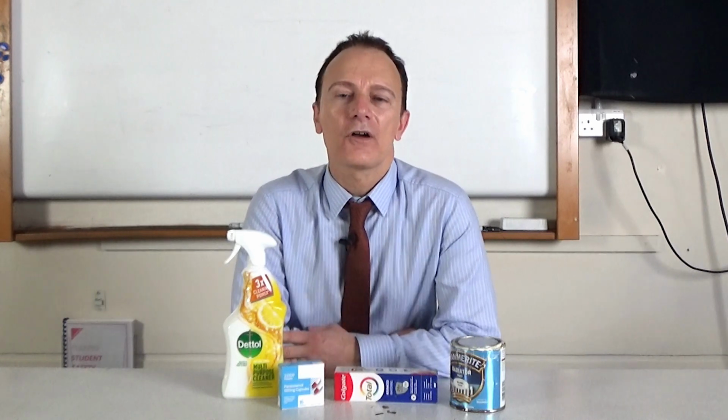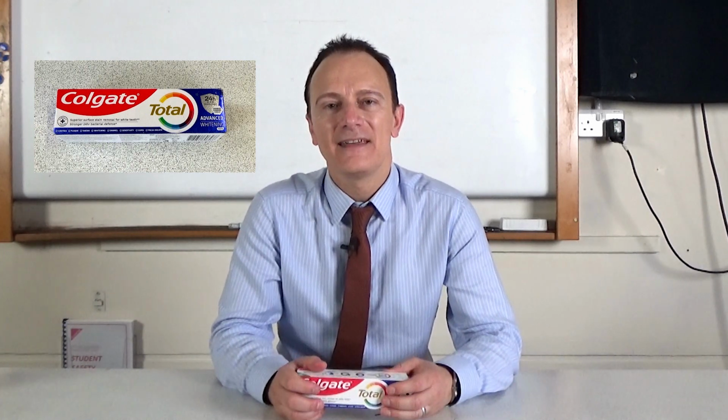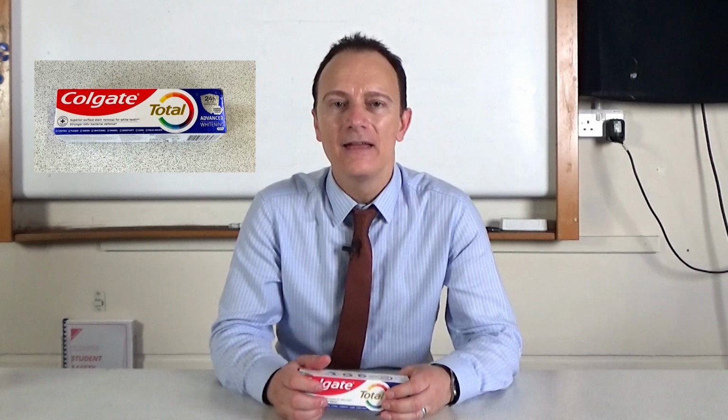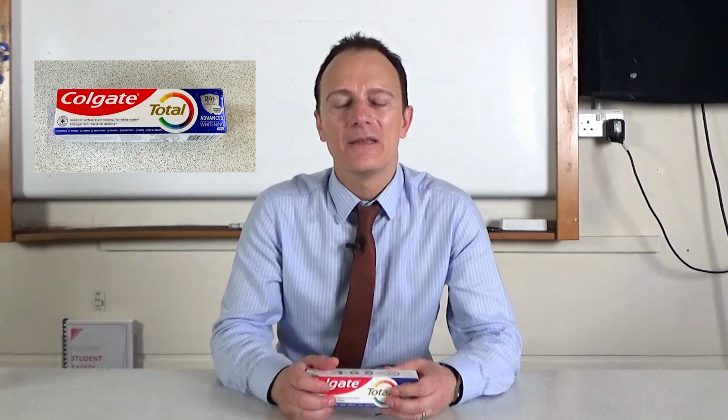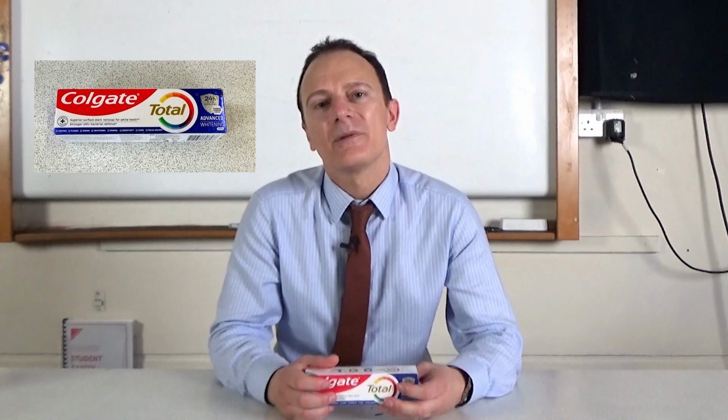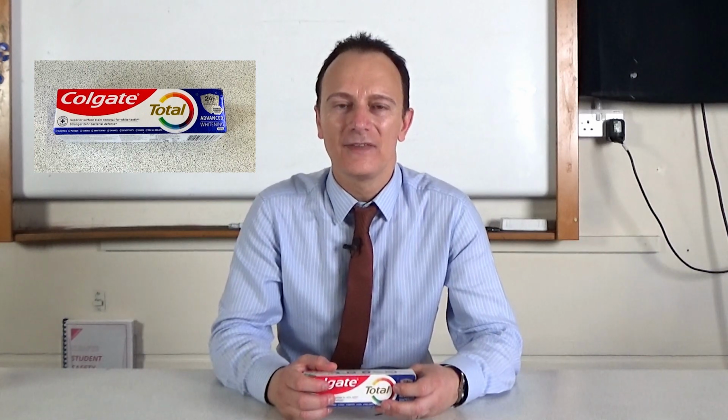So let's take a look at some examples of formulations. The first formulation we're going to look at is whitening toothpaste. So it's been designed to do a certain job, which is to clean your teeth, whiten your teeth and protect against tooth decay. So there'll be different components in the mixture. There might be some sort of bleaching agent to make your teeth whiter, or a scrubbing agent to scrub the surface of your teeth. There'll also be some fluoride to protect against tooth decay.